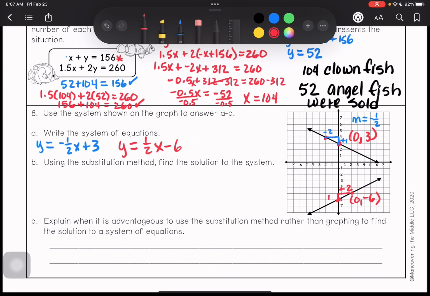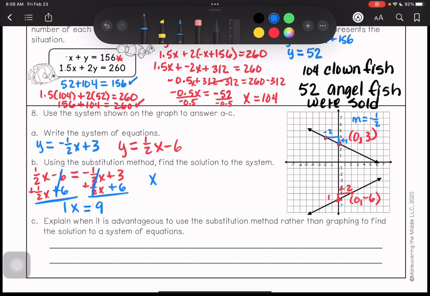So we're going to substitute the second equation, which is positive 1/2 x minus 6, and we'll set that equal to negative 1/2 x plus 3. So we're going to add 1/2 x to both sides, and we're going to add 6 to both sides. So we have our variables on one side and our constants on the other. So 1/2 x plus 1/2 x is a whole x, which is 1x, equals 9.